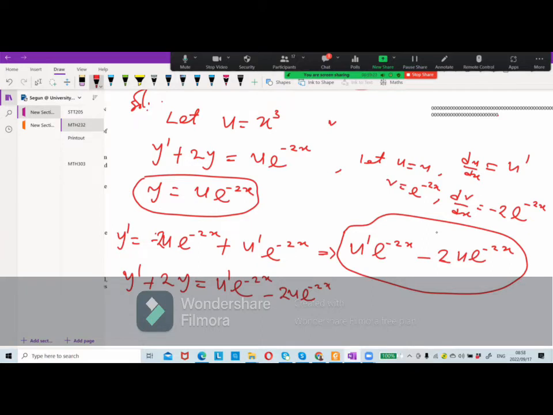Then, what is my y? In this case, remember you are substituting it here. I just substituted y prime here. Then I need to substitute y, which will now be plus 2. What is the entire y? U exponential minus 2x. Any question?